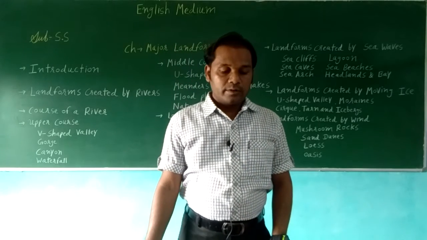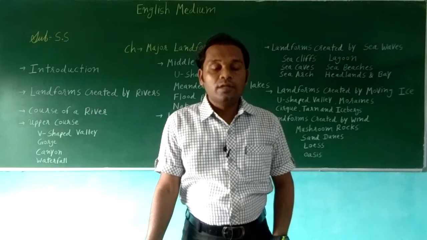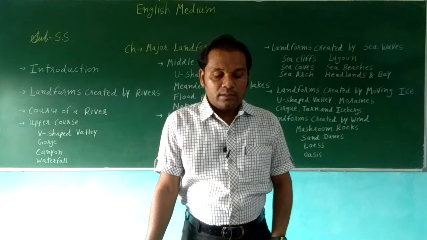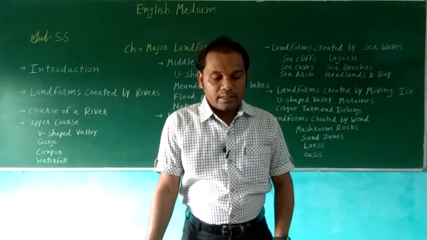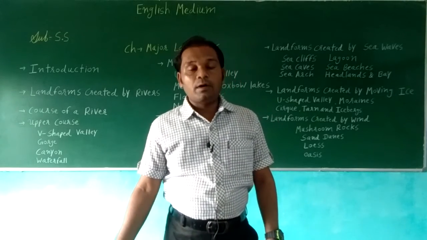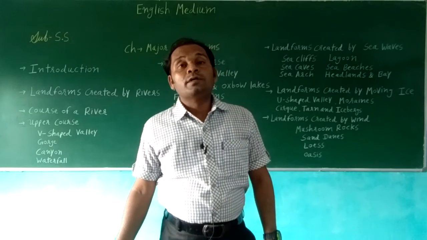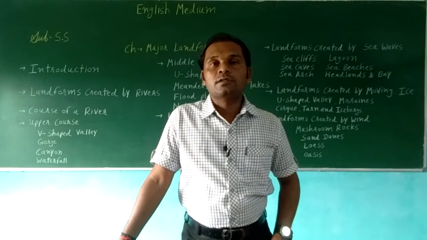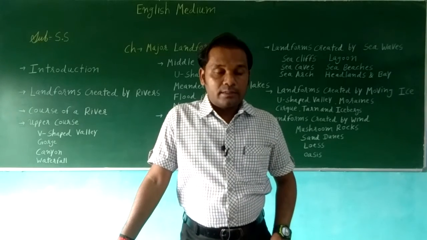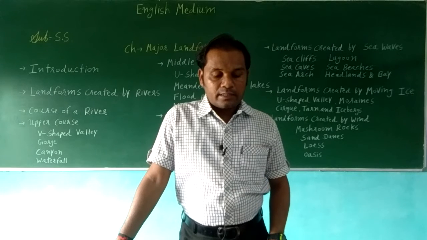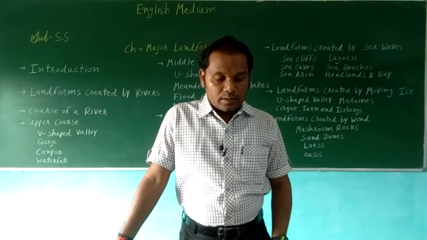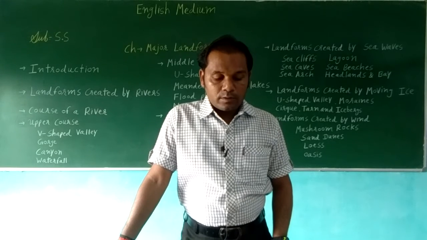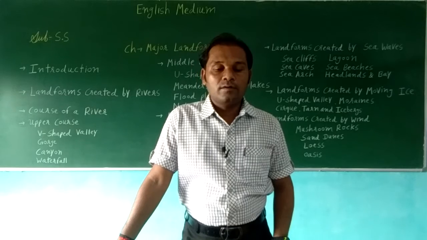This forms the delta. A delta is a triangular landform formed between the tributaries and distributaries near the mouth of a river. Near the mouth, the delta is formed in a triangular shape like the Greek letter delta. The rivers Ganga and Brahmaputra form the largest delta in the world.